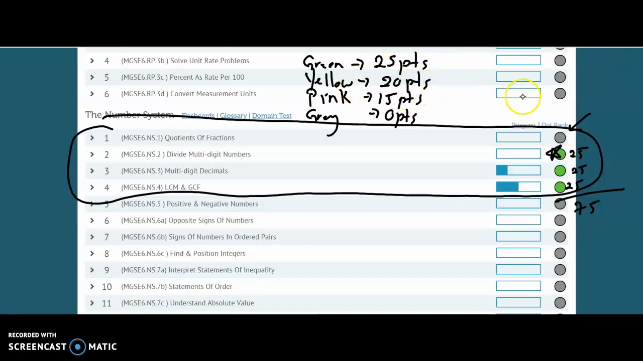Now, let's look. This person has a 75. Once he attempts this one, it should turn pink. So it should add up to at least 70, 80, 90 points. All right, so he should be able to get at least 90 if he even attempts the quotients of fractions. Let's look at some other problems. Let's see some other scores.